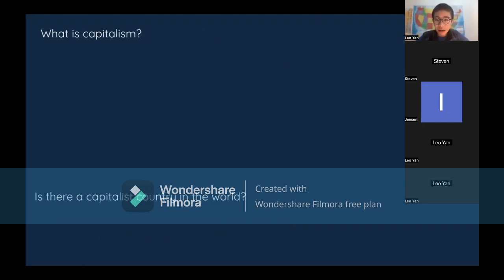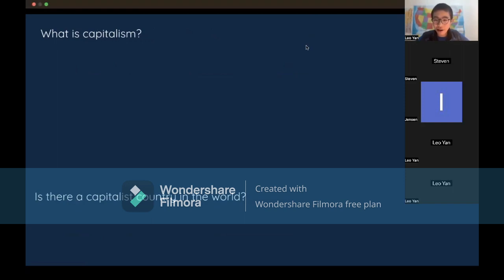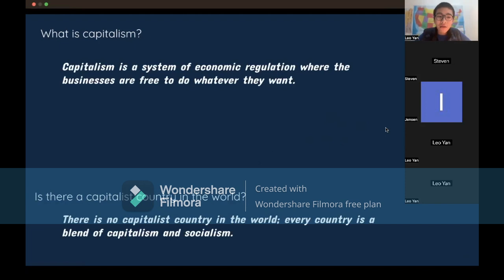What is capitalism? And is there a capitalist country in the world? If so, please provide an example. Okay, so basically, capitalism is a system of economic regulation where the businessmen can do whatever they want, and the citizens of the country who are doing business can operate freely. So basically, this type of economic system is when you can just proceed in whatever way you want. There's no regulation, whatever. And the second question was actually a trick question.